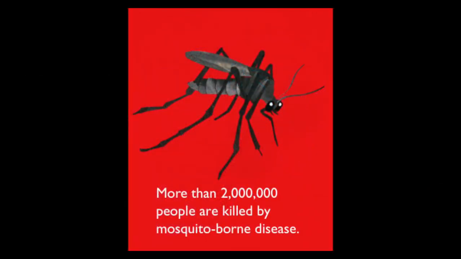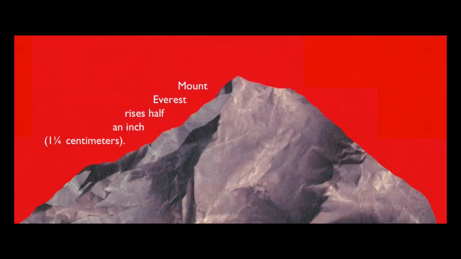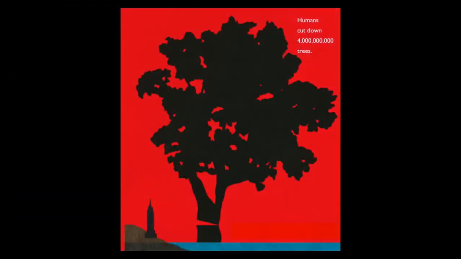More than 2 million people are killed by mosquito-borne diseases. The moon moves 1.5 inches further away from the Earth. In 1 year, Mount Everest rises ½ an inch. In a year, humans cut down 4 billion trees.